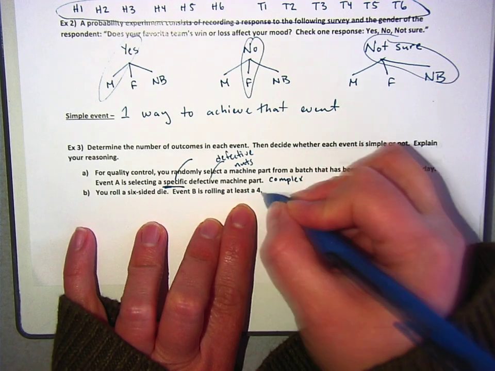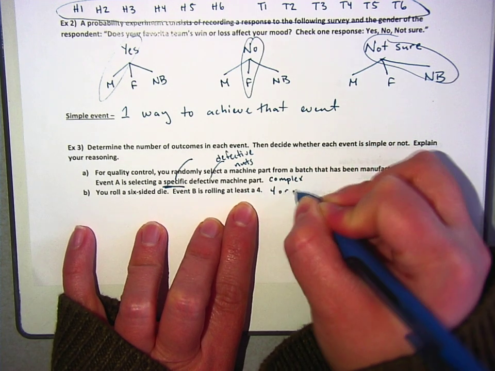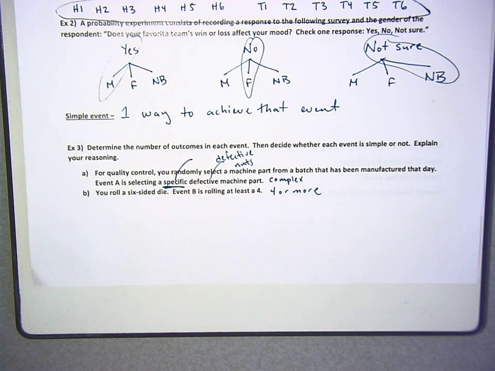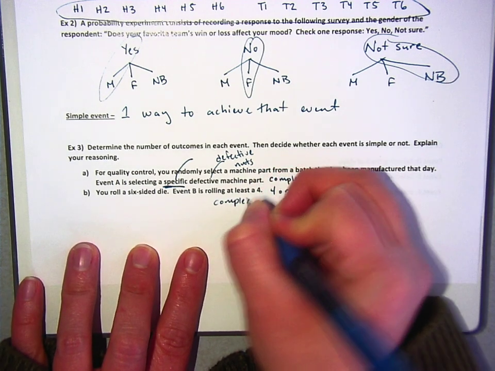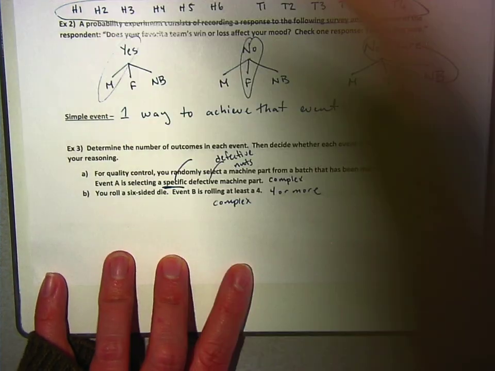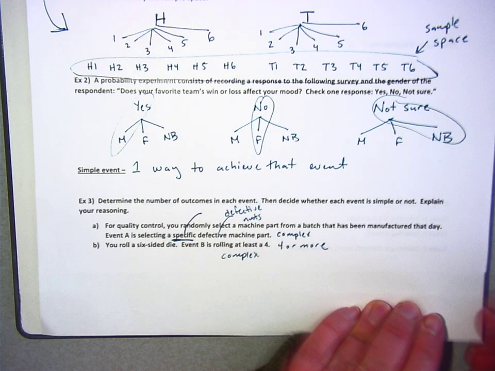So at least means 4 or more. So how many different ways are there to do that? 3, 4, 5, or 6 would count, right? That's complex. Because there's 3 different ways to do it.